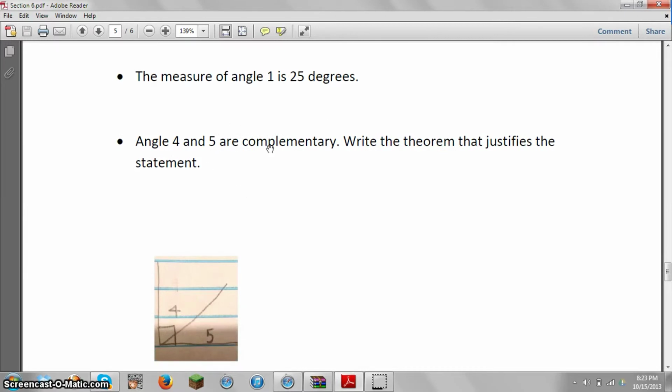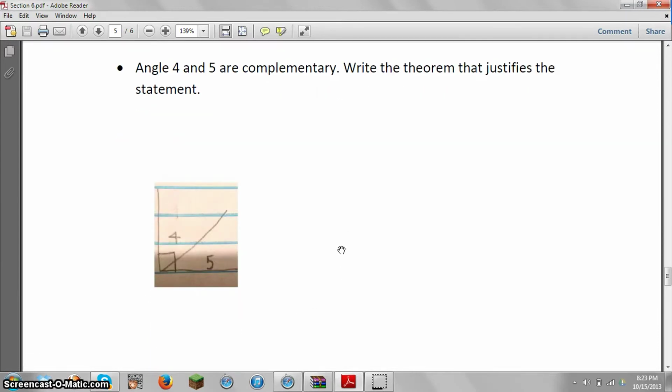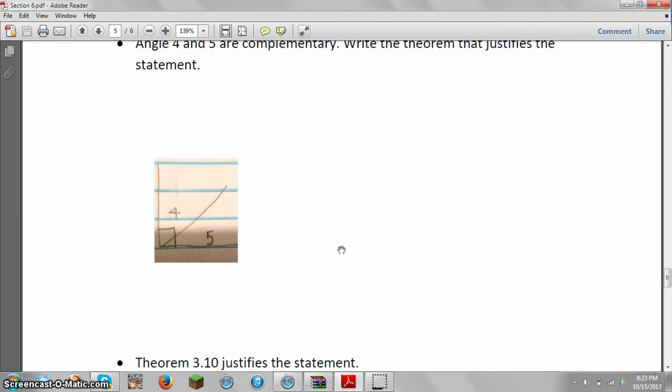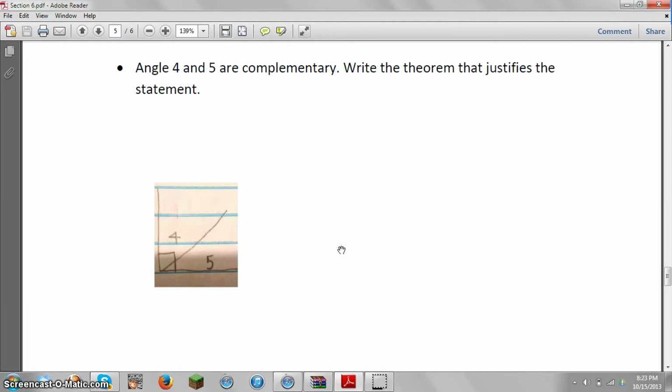Angle 4 and 5 are complementary. Write the theorem that justifies the statement. Theorem 3.10 justifies the statement, which is if two sides of two adjacent acute angles are perpendicular, then the angles are complementary.